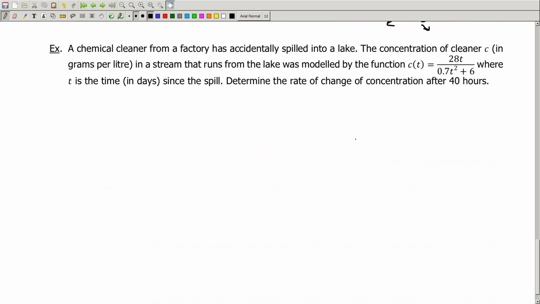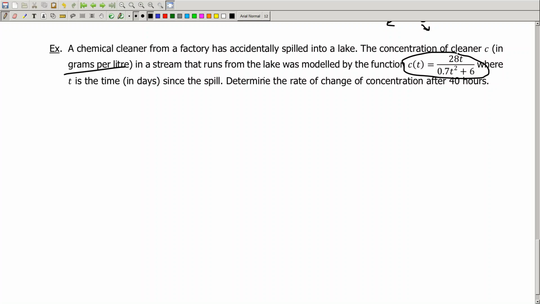Let's do a word problem, shall we? So we've got a chemical cleaner from the factory. It's accidentally spilled into a lake, and the concentration of cleaner, C, in grams per liter in a stream that runs from the lake was modeled by this function. So you get a concentration in grams per liter, and it's basically a quotient function. Okay, it's dividing, so you could apply the quotient rule.